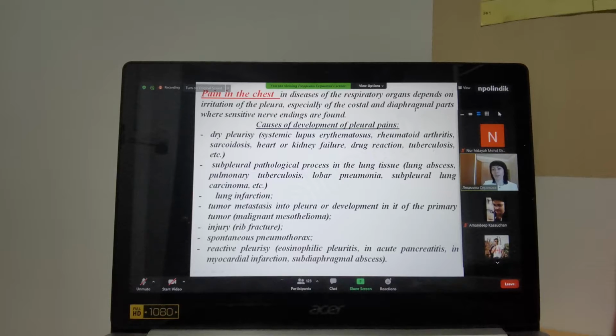After that, I will tell you, in short, about every complaint. I will try to explain everything during today's lecture, about subjective and objective examination. So about pain, only the main information. Like I said before, we have pain receptors only in the pleura. So if the pleura is affected, in this case we have pleural pain.